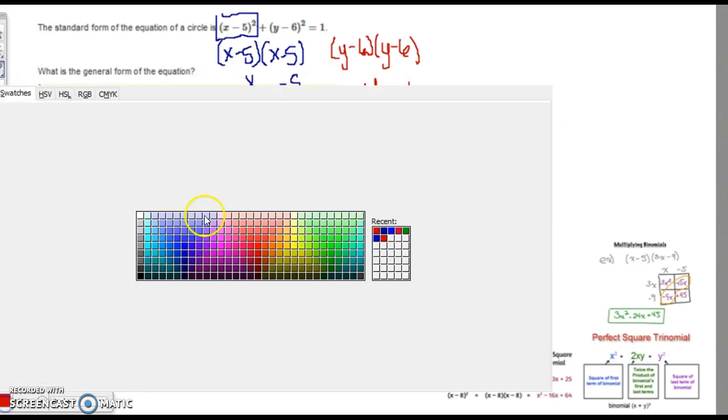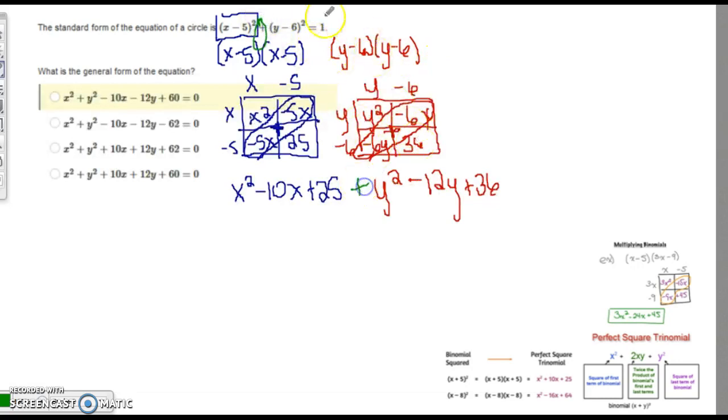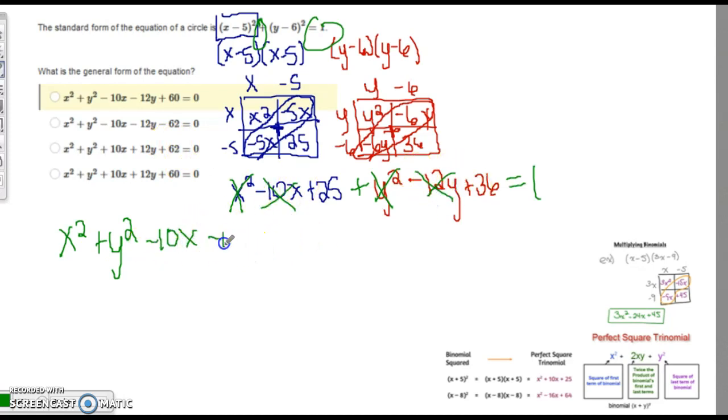All right, and then now that I've multiplied those out, I'm just going to bring down the plus sign, and I'm going to bring down the equals 1. And from here, it's just a matter of rearranging it to get it how we want it. We want our x squareds first, then our y squared. So I'm going to put my x squared, and I'm going to cross them out as I go. And then plus y squared. And then we want our x's, so minus 10x. Then we want our y's, minus 12y. And then we want our numbers all together. So 25 plus 36.